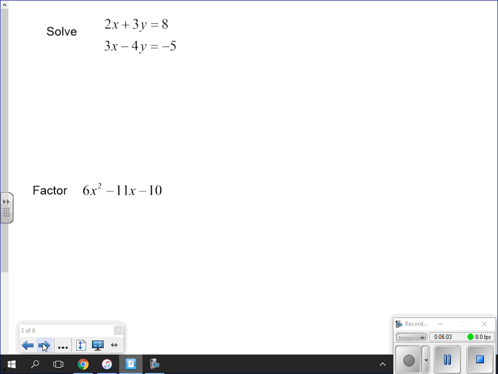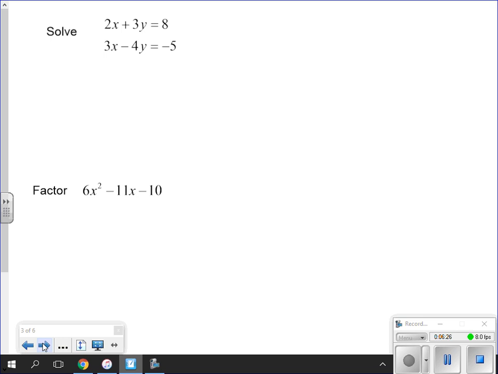So the first thing is, if I add them, will something go away? 2 plus 3 is 5. Nope. 3 minus 4 is negative 1. Nope. I don't get zeros when I add either equation, so I need to multiply one or both. In this case, I have to multiply both equations. So I have 2 and 3. I can multiply the top one by negative 3, bottom one by 2.